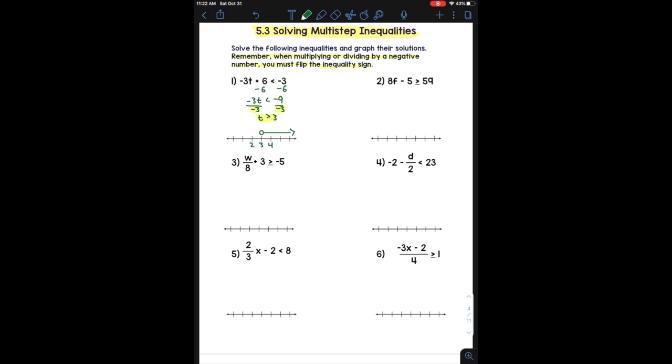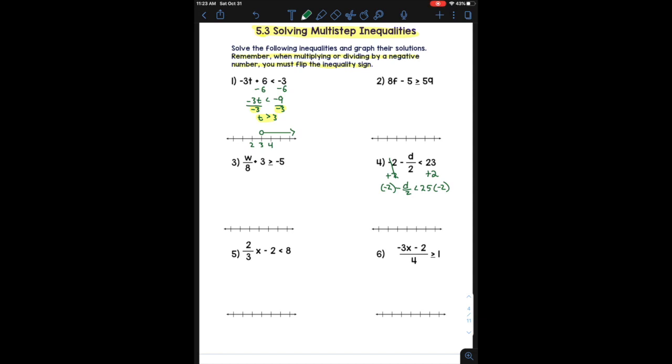What operation should we do first? That would be adding 2 on both sides. Remember, we're always looking to add or subtract before multiplying or dividing when solving equations or inequalities. Negative 2 plus 2 is 0. We would be left with negative d divided by 2 is less than 25. Since we have a negative on the left side and we're dividing by 2, we could multiply by negative 2 on both sides in order to solve.